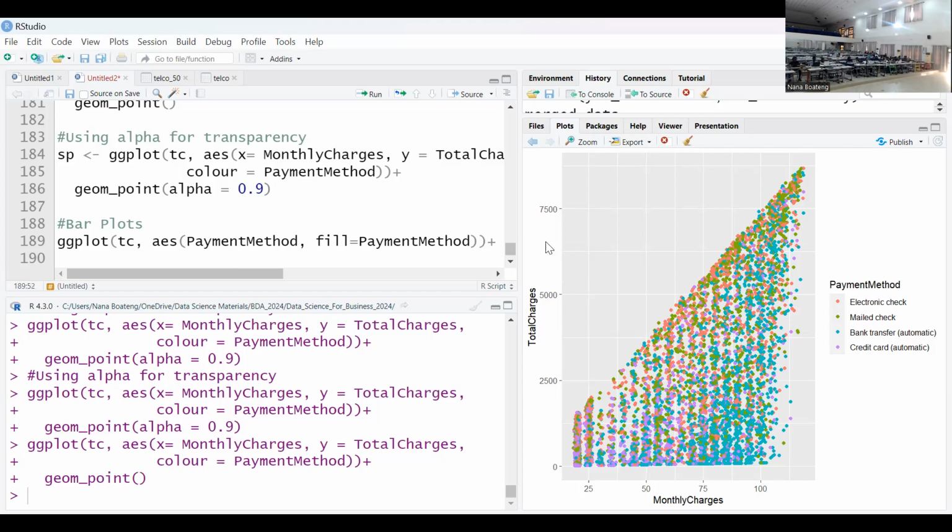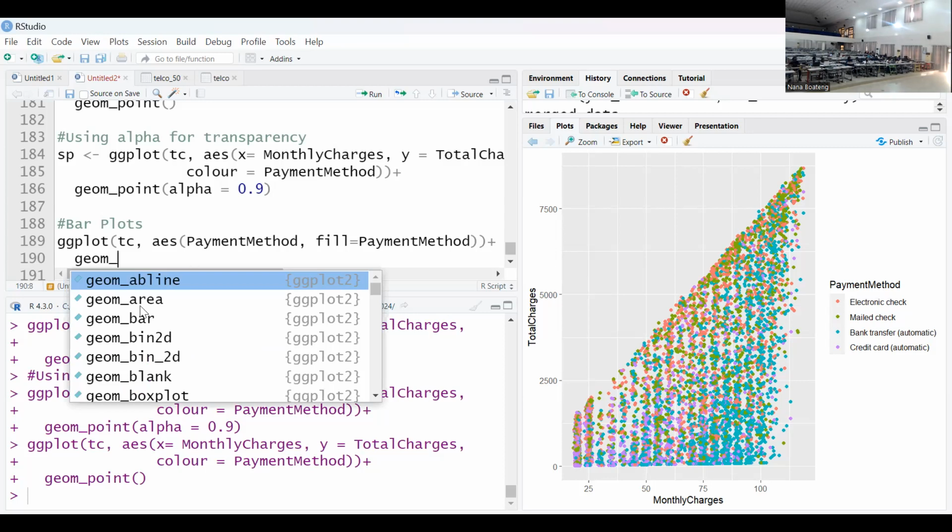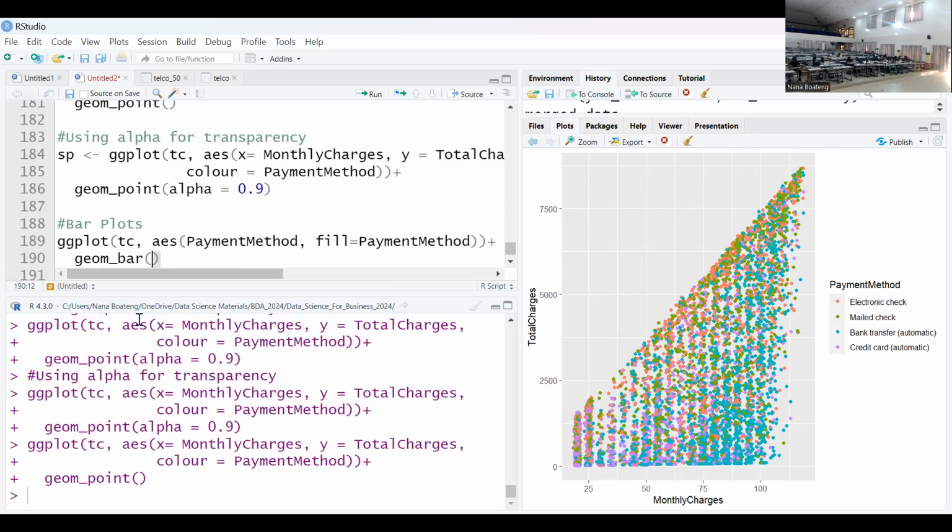Plus the geom. So this geom that we're talking about now is the geom bar. Okay, so that will give us a bar plot. I will send you a cheat sheet for the ggplot so that you can have a look at it and use it to plot various stuff. Okay? So let's run this.